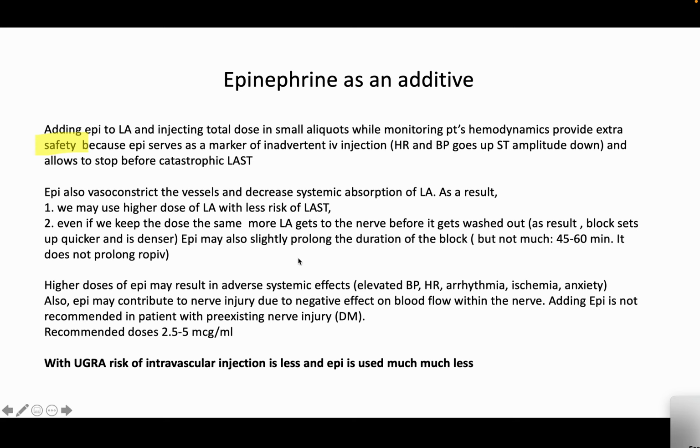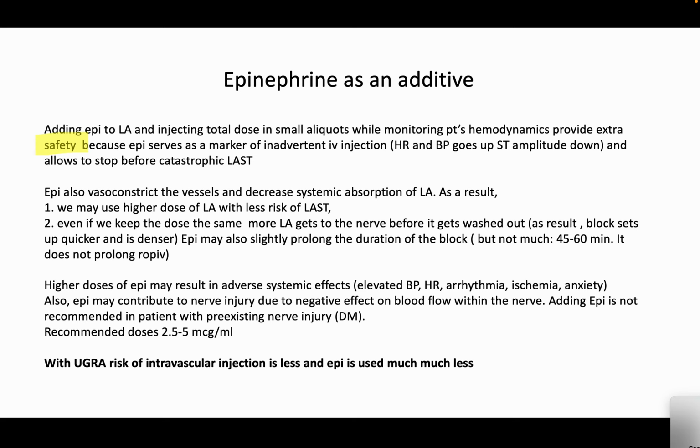So let's talk about epinephrine as an additive. Originally, when we used PNS and surface landmarks, adding epi to local anesthetic added additional safety, because epi served as a marker for inadvertent intravascular injection. If it happens, you will see heart rate and blood pressure increase, and you might see T wave changes. Notice the T wave will go down, and so if you inject in aliquots, you can stop injecting before catastrophic loss develops. On top of it, because epi works as a vasoconstrictor, it will decrease systemic absorption of local anesthetic from the site of injection.